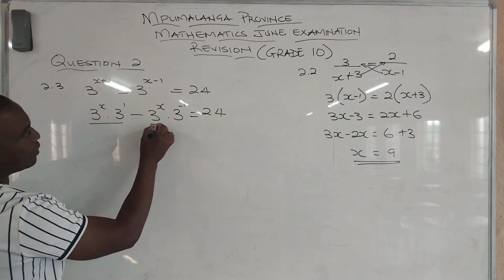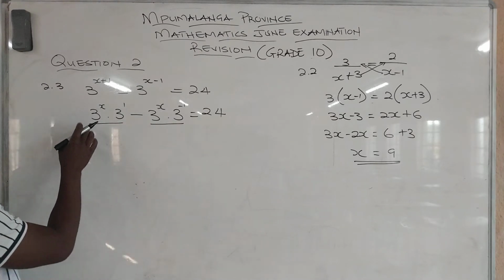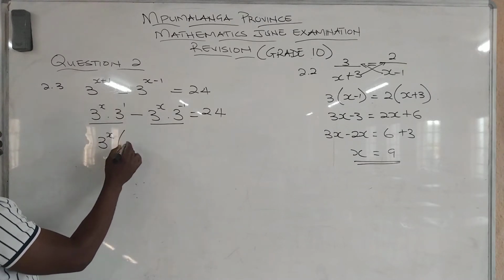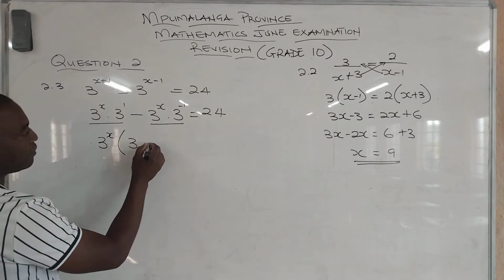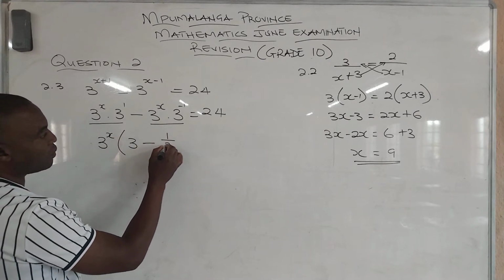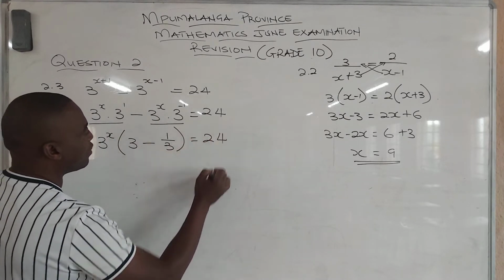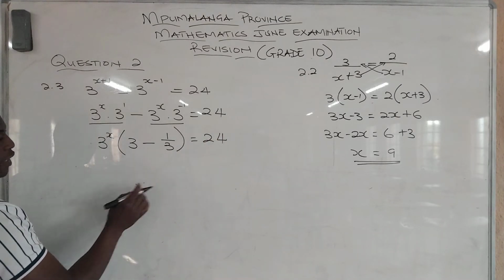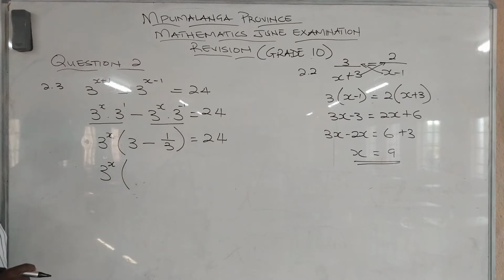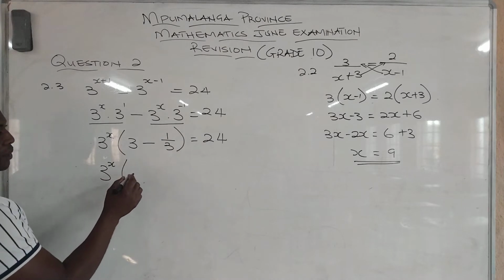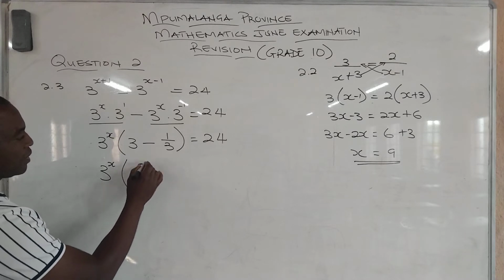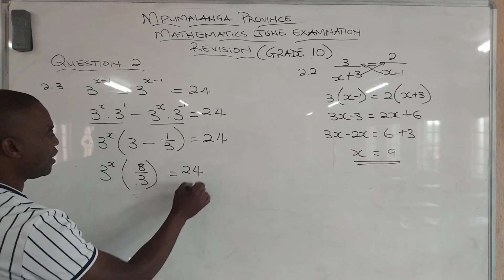Now, on these two terms, what we have that is common is 3 to the power x. Let's factor it out. 3 to the power 1, of course, is just 3, minus 3 to the power negative 1, that is 1 over 3, is equal to 24. So we need to simplify what is inside the brackets. That is 3 to the power x, 3 minus 1 over 3, that will give us 8 over 3 is equal to 24.